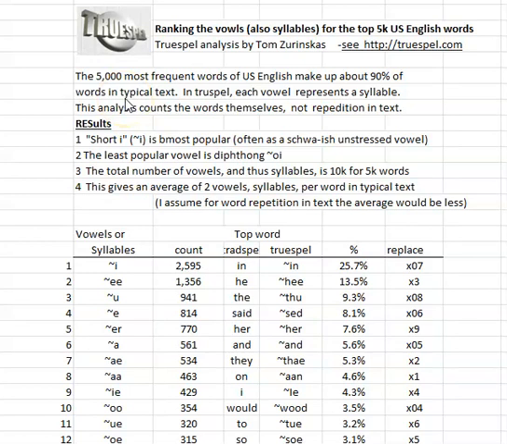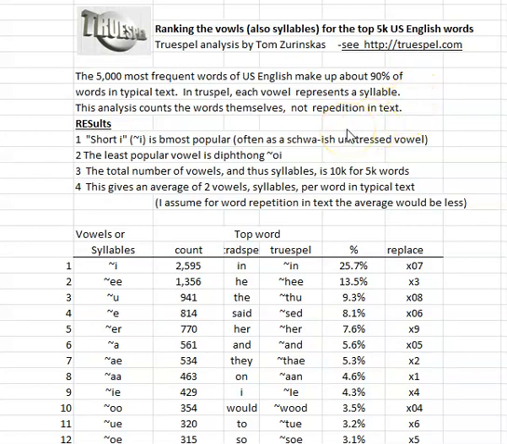So we're looking at the 5,000 most frequent words of U.S. English, and Collins Cobuild counted them up for us, and I estimate that they are about 90% of the words on a page. Very typical words. They counted up a frequency of words, and that's how they came up with the top 5,000.